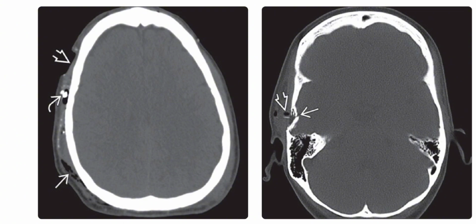Right is the axial non-enhanced CT scan with bone algorithm reconstruction. Wide window display shows a depressed comminuted skull fracture involving the right squamous temporal bone. Also noted are the subcutaneous air and soft tissue hematoma, which is seen to be overlying the fracture.